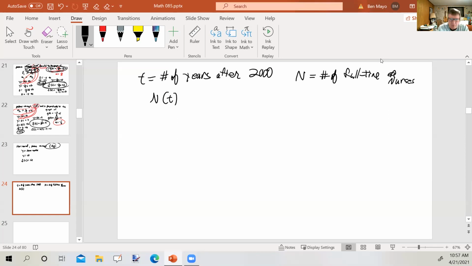In a previous problem, we took two ordered pairs and used that to find the linear function. We're going to do the same thing here. We're going to go back and look at the problem and extract the information for two ordered pairs and use that to come up with a function N of T. Again, recall T is the input and it's the number of years after the year 2000. So for instance, 2005, T would be 5.